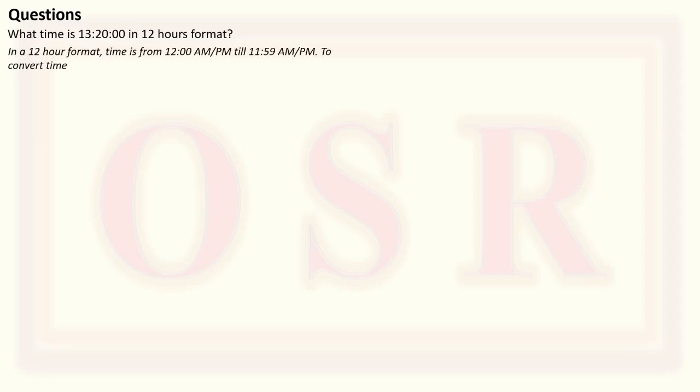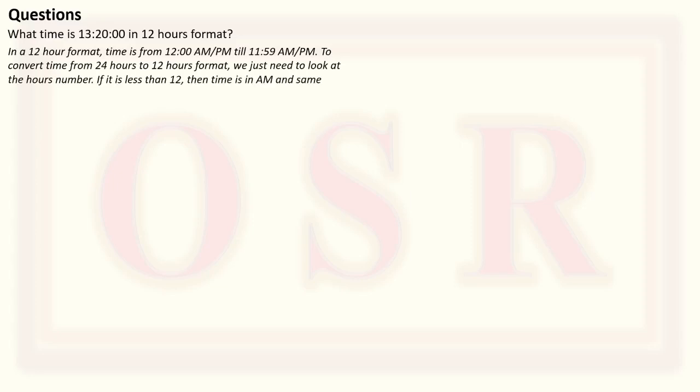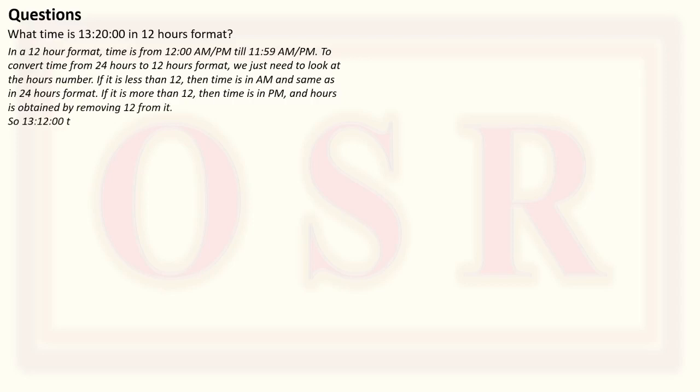Questions for revisions. Now what time is 1320 in 12 hours format? In a 12-hour format, time is from 12 am/pm till 11:59 am/pm. To convert time from 24 hours to 12 hours format, we just need to look at the hours number. If it is less than 12, then time is in am and same as in 24 hours format. If it is more than 12, then time is in pm and hours is obtained by removing 12 from it. So 1312 translates to 1:12 pm.